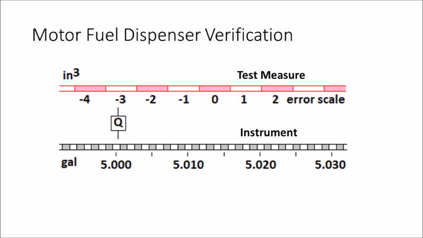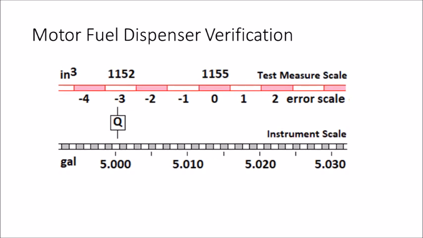When we test the motor fuel dispenser in verification, we dispense product from the instrument into the test measure until the instrument reads 5 gallons, 5.000. We then turn to the test measure and we read the error from the error scale as -3 cubic inches. But of course, this is a shortcut. There's more to it than that, because actually the test measure is measuring volume, with 1155 being 5 gallons at 0, so -3 corresponds to 1152 cubic inches, and we have 5 gallons on the instrument scale.